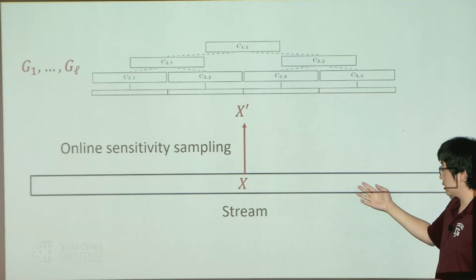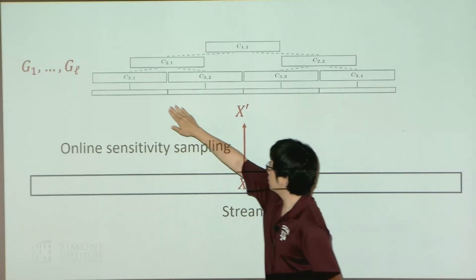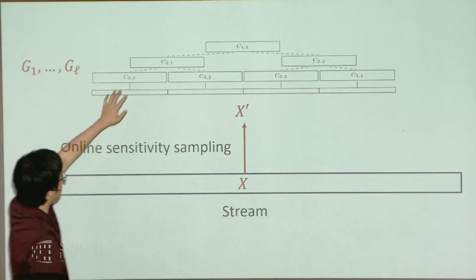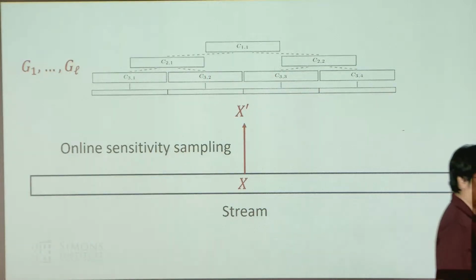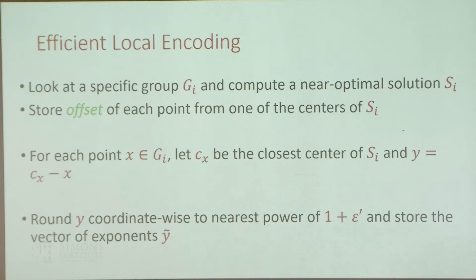So pictorially, this is what it looks like. We have a stream x. We do online sensitivity sampling to get this shorter stream x prime. And we have L groups, where each of the groups corresponds to one of these core sets. But again, we can't afford to store each point explicitly. So instead, what we'll do is this efficient local encoding, where we look at a specific group, gi, and we compute a near optimal solution, si. So just think of some constant factor approximation.